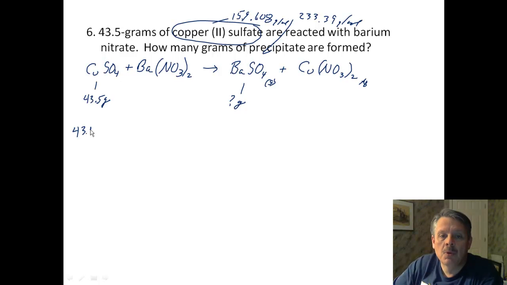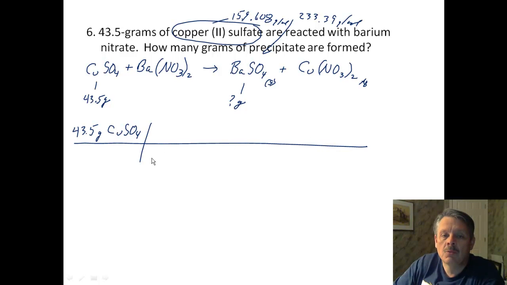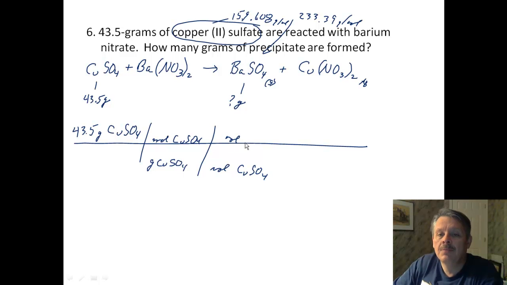We have 43.5 grams of copper sulfate, copper 2 sulfate. And we are going to get rid of grams of copper 2 sulfate, and we always go to moles. Now we have to go to moles of our starting substance, which is CuSO4, and then we go from moles of copper sulfate to moles of our target, and our target is barium sulfate, which is BaSO4, and then we go from moles of barium sulfate to grams of barium sulfate.